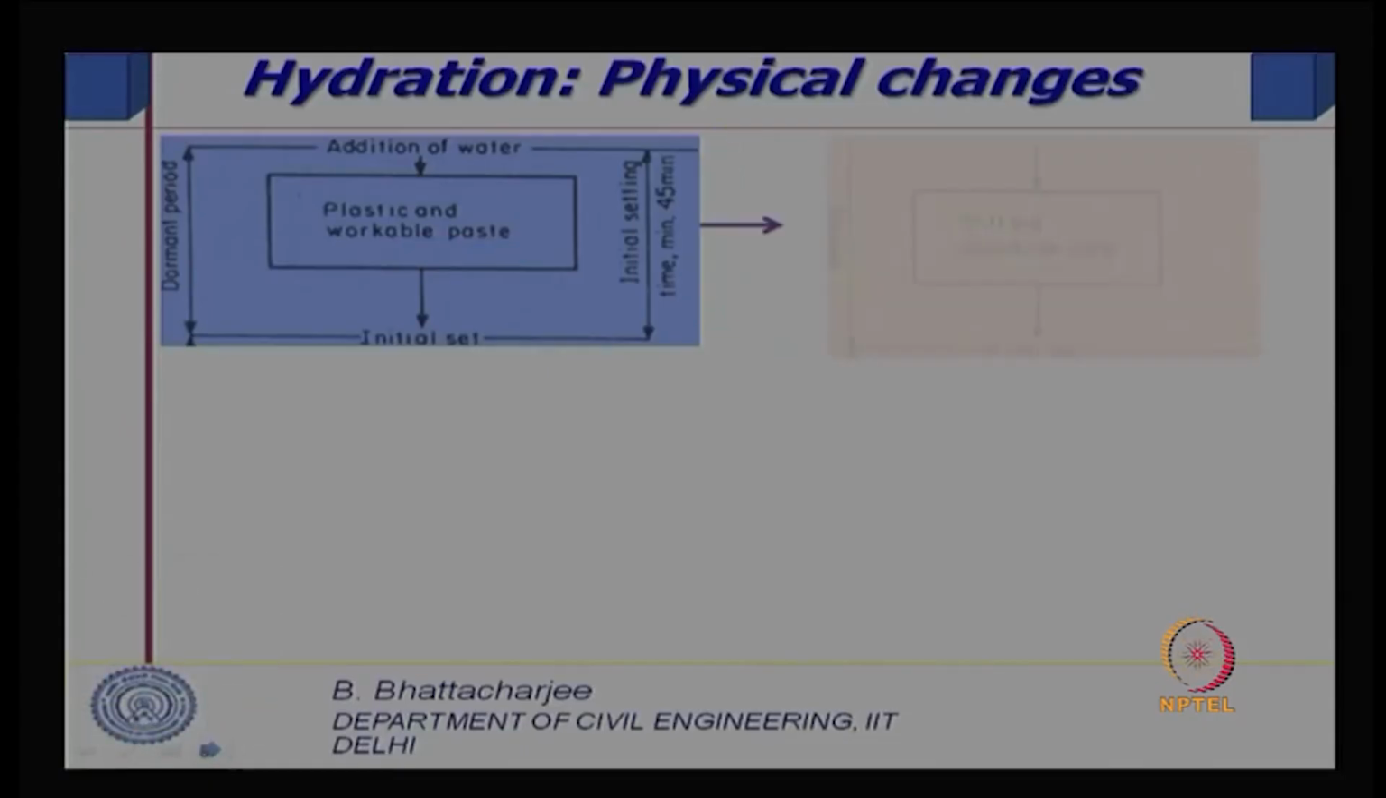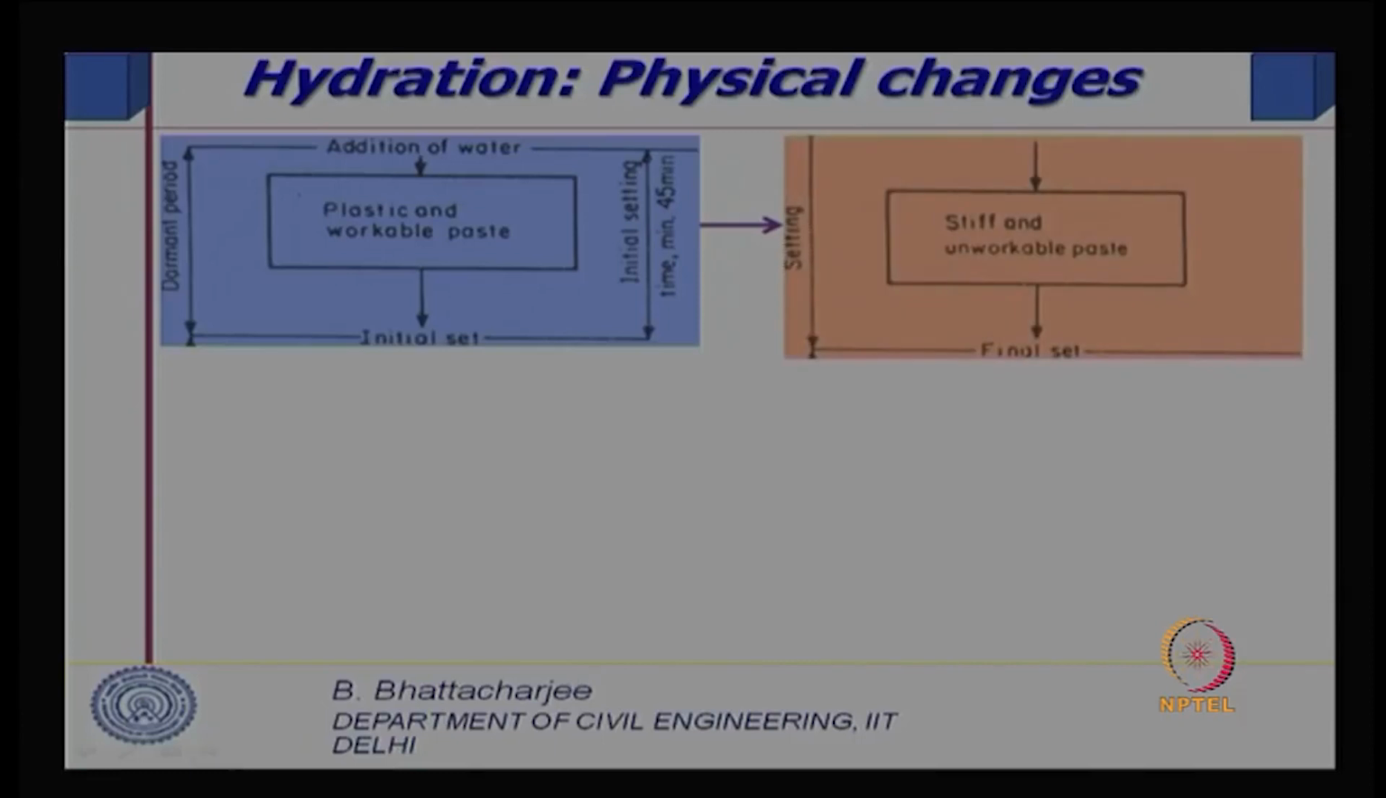Followed from this is the stiff and unworkable paste, that means it has now become fully solid. So, it is a stiff and unworkable paste, and that corresponds to final set. As I was saying, now it has got a definite shape and volume, and therefore that is final set.